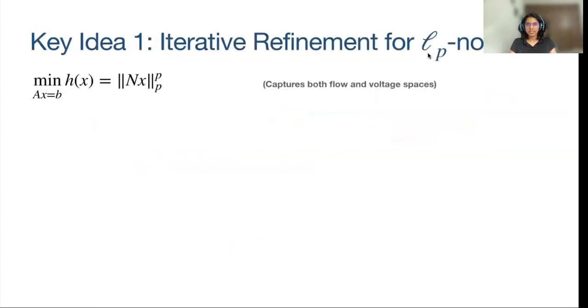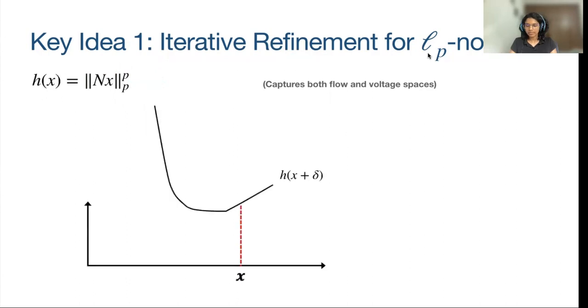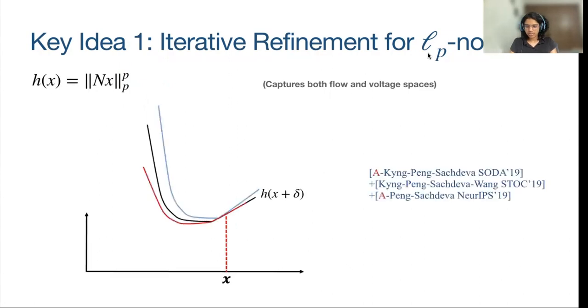So the first key idea for our algorithm is an iterative refinement for LP norms. So we'll consider this general objective. If you see, this can capture both flow and voltage problems. The idea is, given this objective and given an iterate x, if you take one step delta, you can upper and lower bound this function by a similar function.